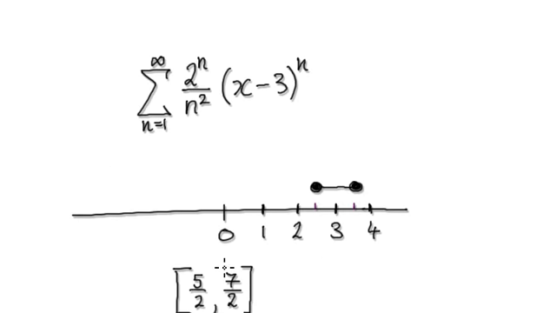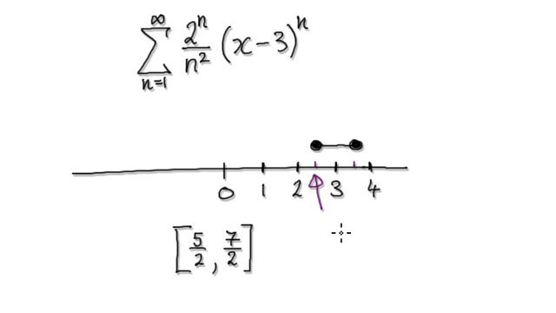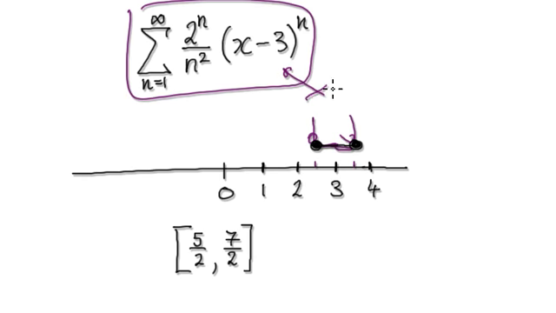So what we've got so far is dead on 5/2, we know is going to converge. Dead on 7/2, we know is going to converge. So the radius of convergence here is a half, centered at 3, and the interval would be including 5/2 and including 7/2. So anything in between here and including here and here, this series will converge.